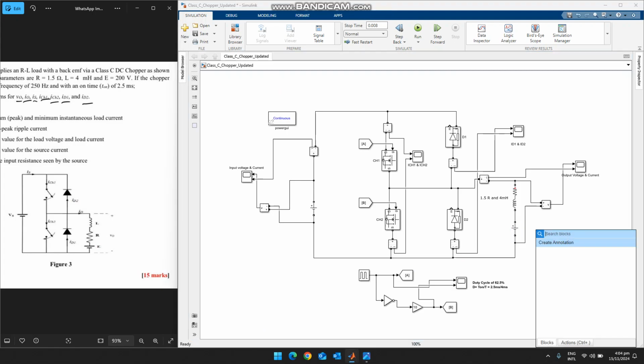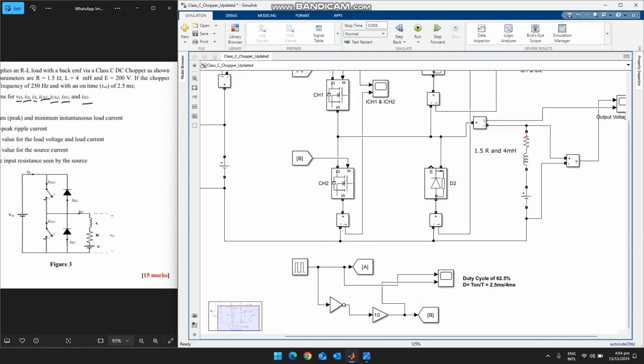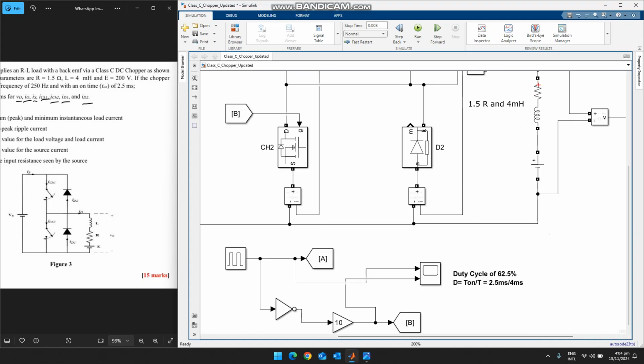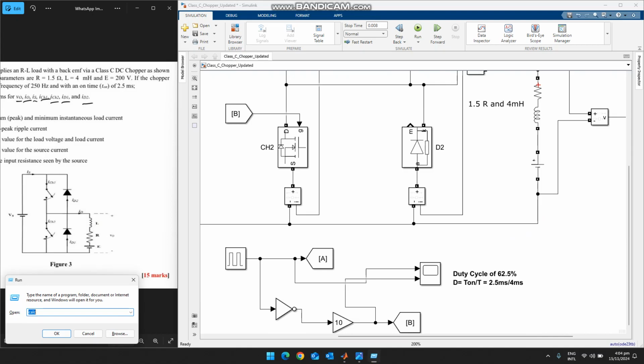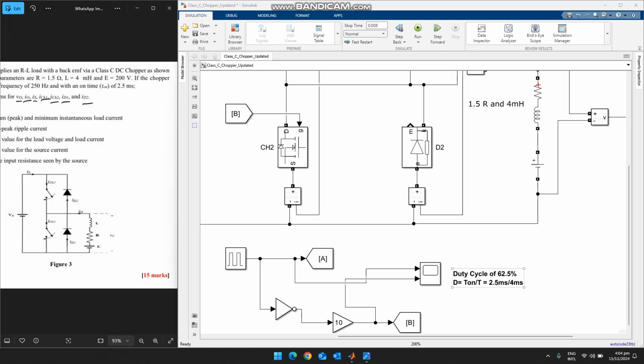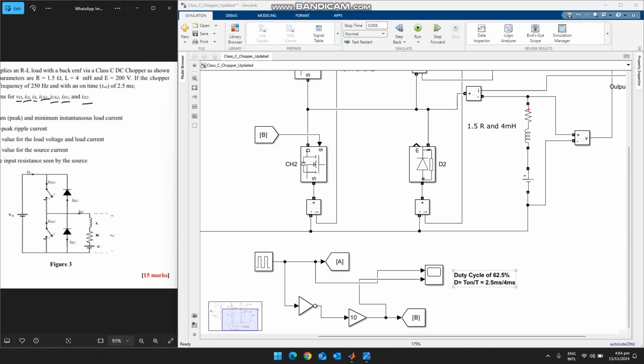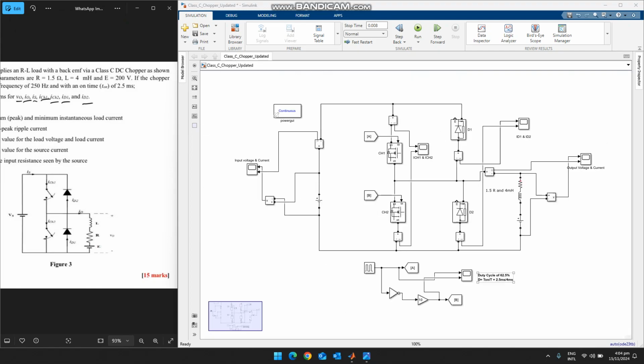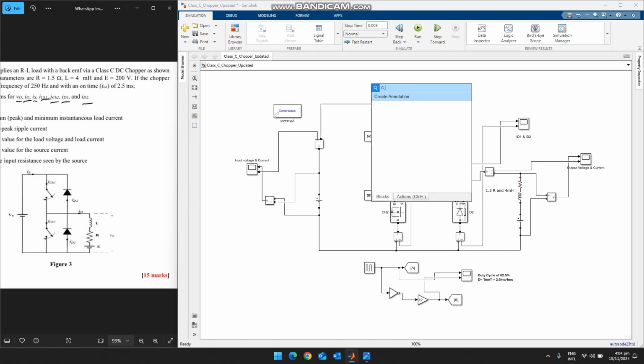So what is 250 hertz? Let's use the calculator: 1 over 250 is the time period, which is 0.004, which is 4 milliseconds. So the total time period is 4 milliseconds and the T on time is 2.5 milliseconds. So what will be the duty ratio? The duty ratio is 62.5%. This is the most important thing in this simulation, so you have to remember this in your mind.